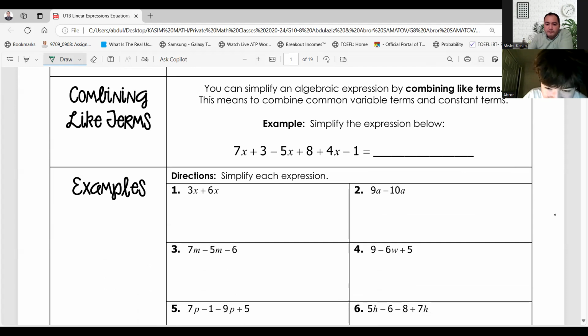2x, no, wait, 6x. Yes, 6x. 3 minus negative 2. That's 6 plus 10. 6 plus 10. Yes.